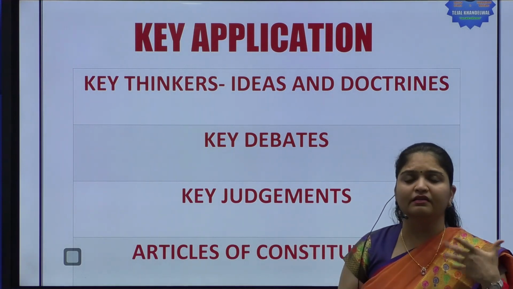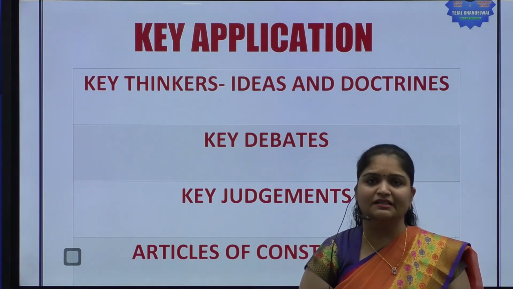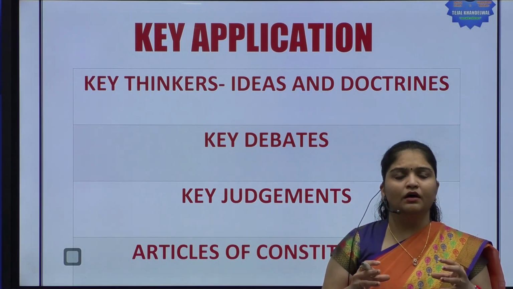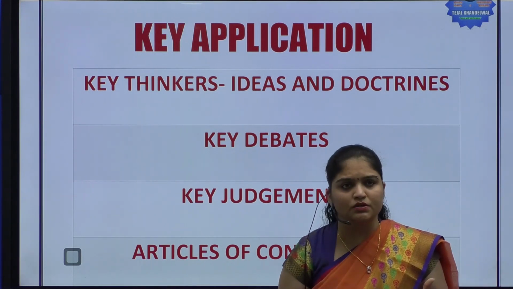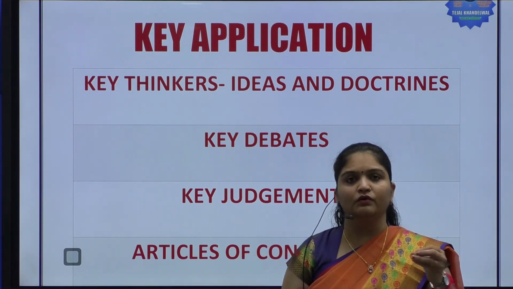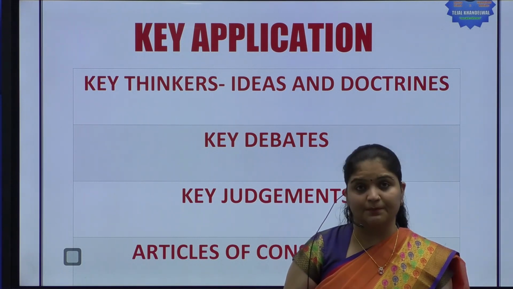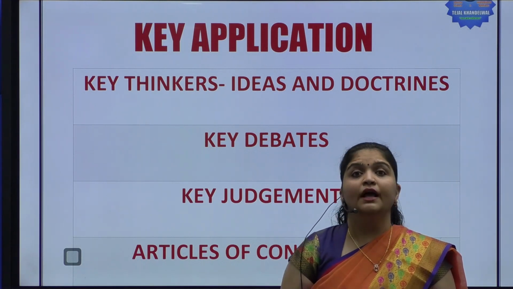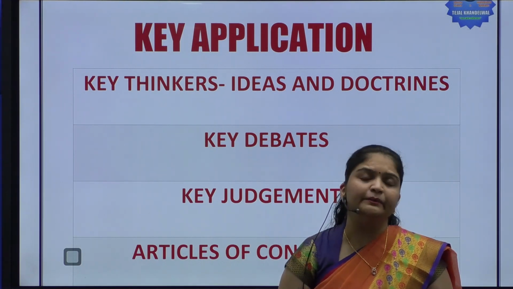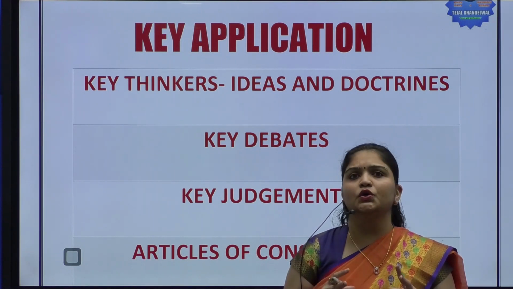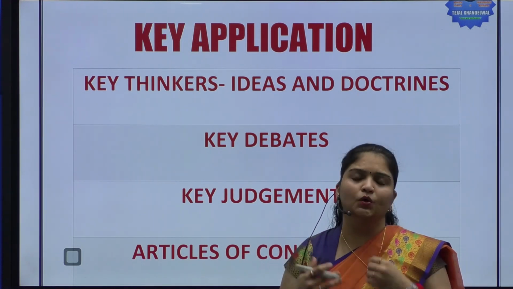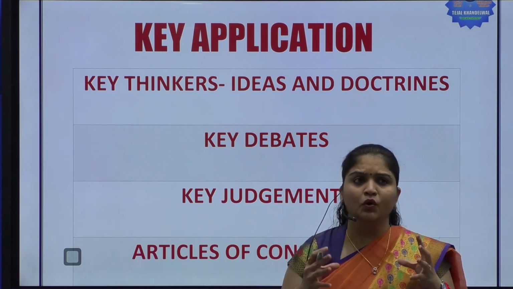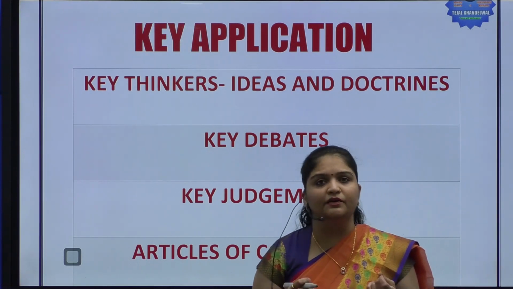So the first idea is key thinkers, ideas and doctrines. What does this mean? In political science and international relations, we have studied a lot of thinkers. You can use these thinkers and their key quotations also, like Lord Acton's statement that power corrupts, absolute power corrupts absolutely. You can use Plato's statements, Aristotle's statements, and how John Locke talks about limited government, how he talks of the doctrine of separation of powers to ensure limited government. Machiavelli.